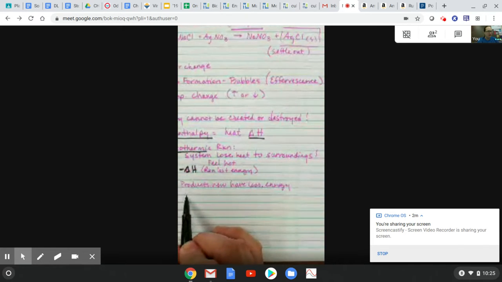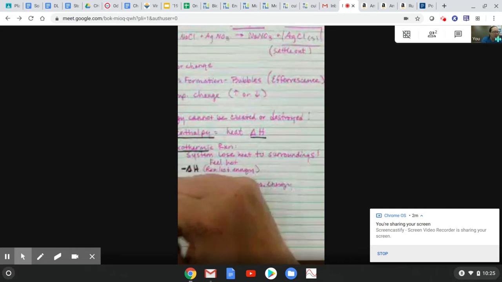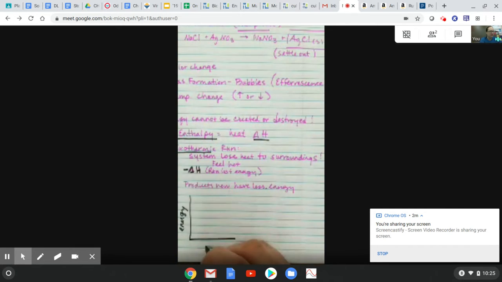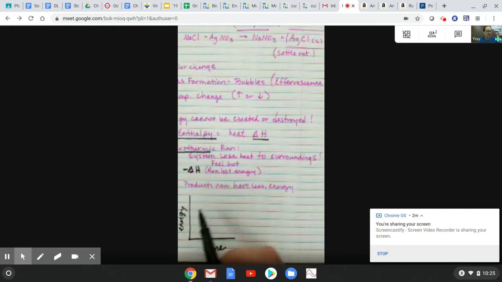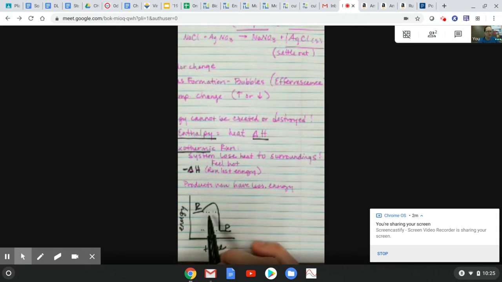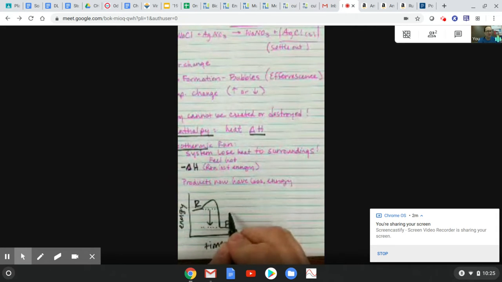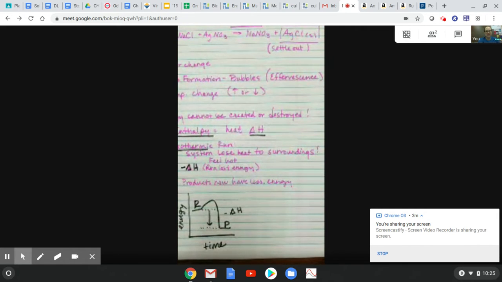And we can show this on an energy diagram. If I'm allowing this reaction to happen over time, I can look at how much energy I had. So my reactants are going to start at some energy level. If it's an exothermic reaction, that means once the reaction is finished, over time, my products are going to be at a lower energy level than my reactants were. So this difference right here, that is my delta H. And it's going to be negative because the heat energy is being lost to the surroundings.